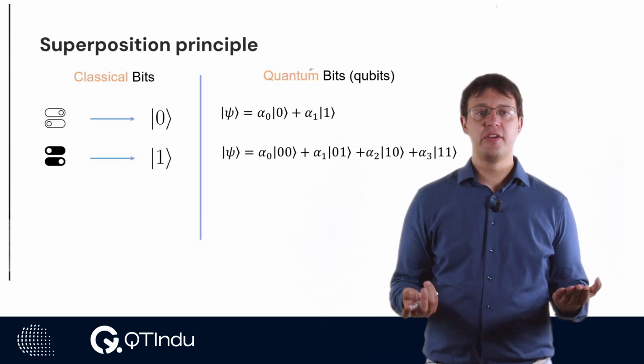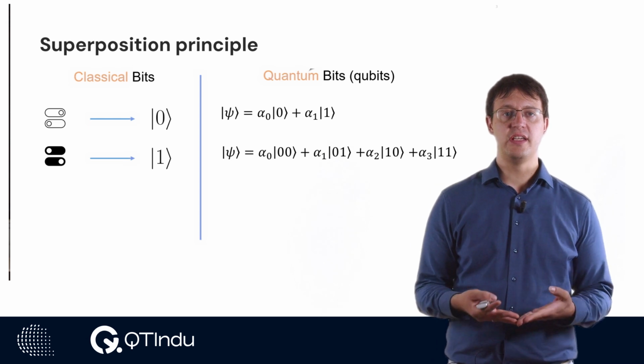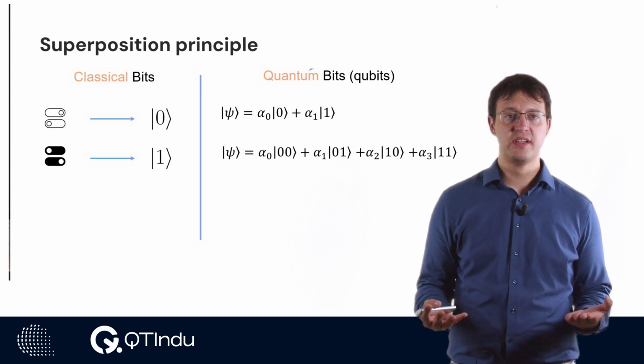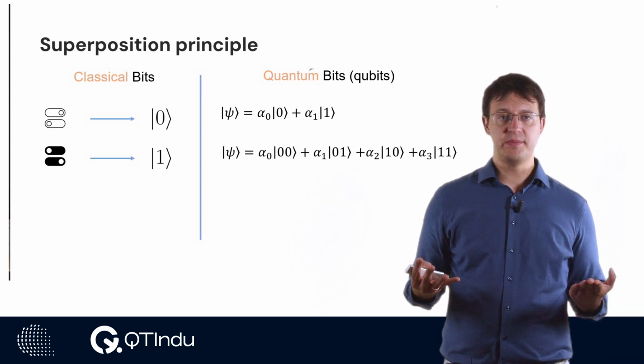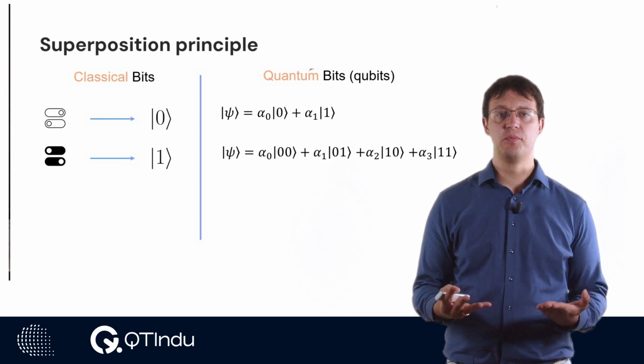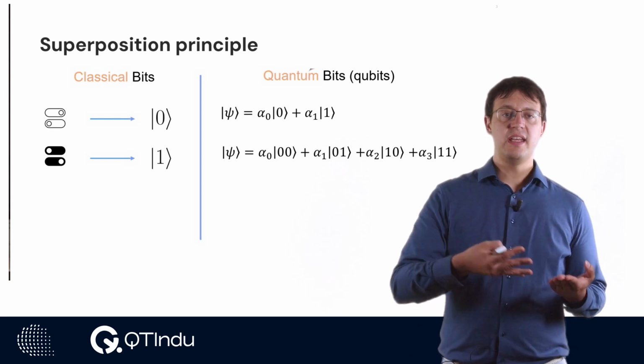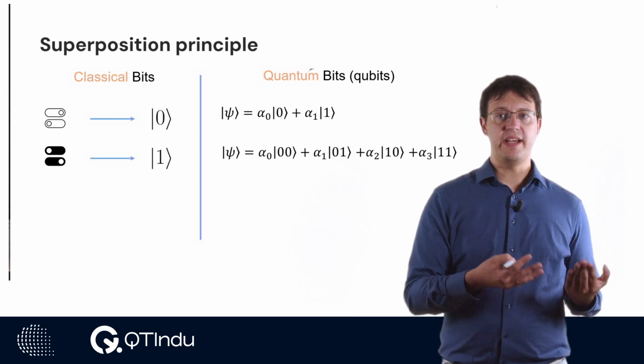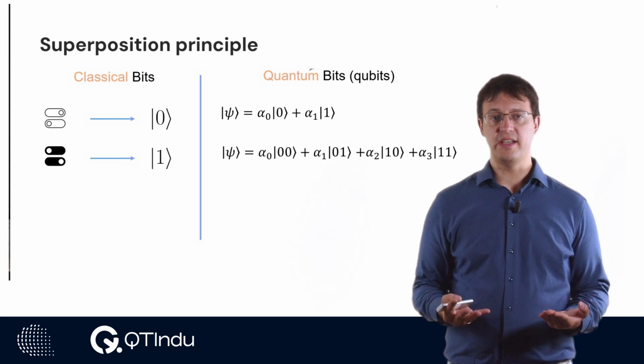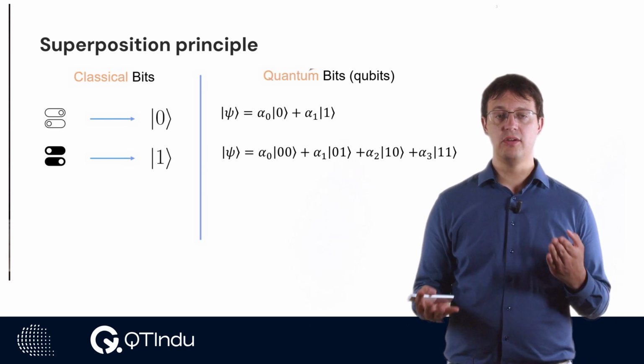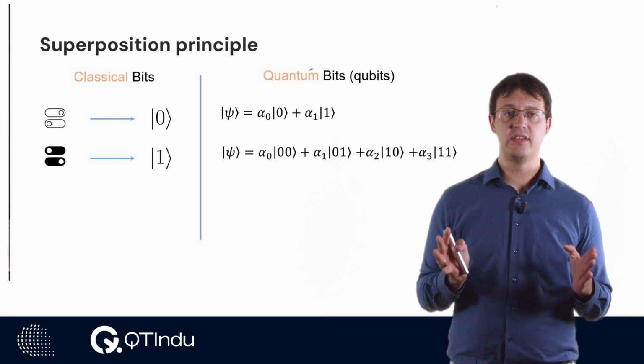The first part of this lecture is covering quantum states. In order to understand quantum state, we first need to understand the superposition principle. A classical bit is either in the state 0 or in the state 1. It can either be 0 or 1. It cannot be in both simultaneously.